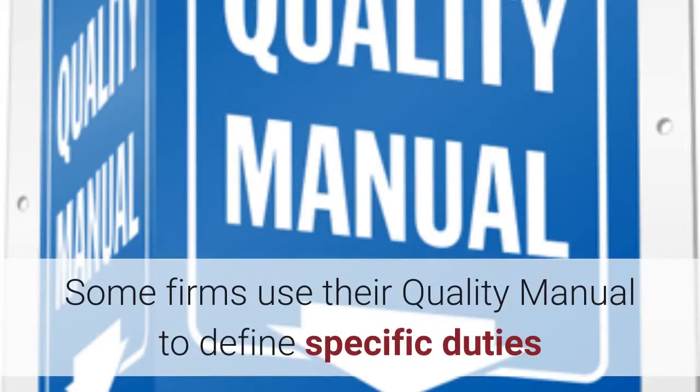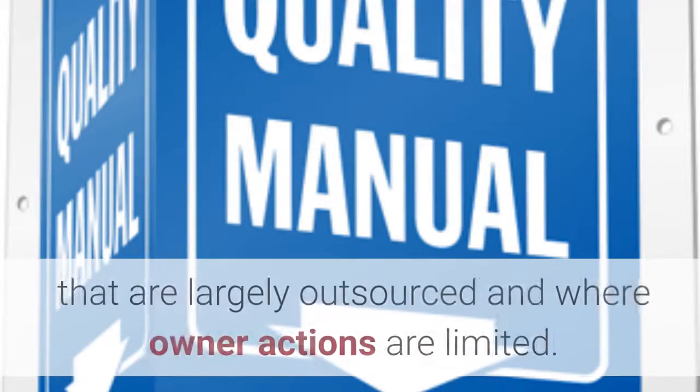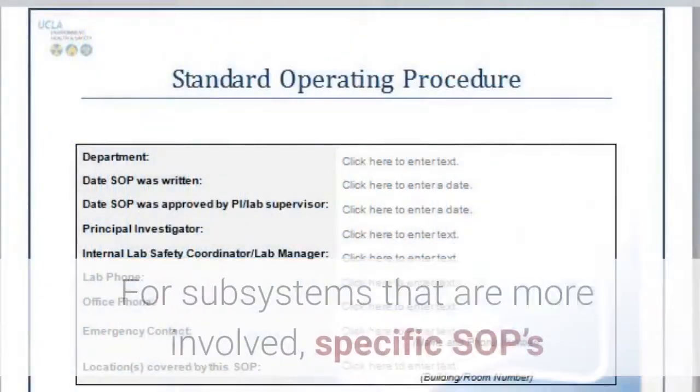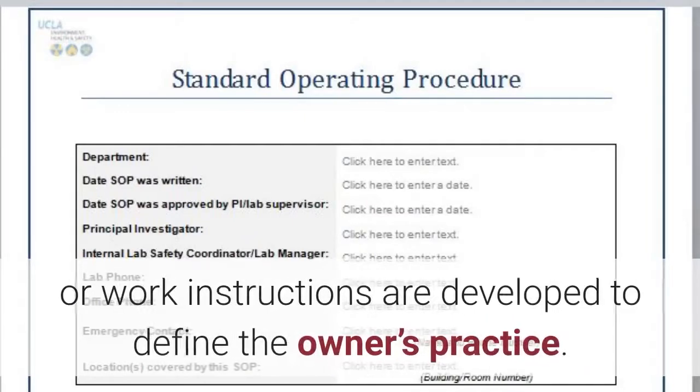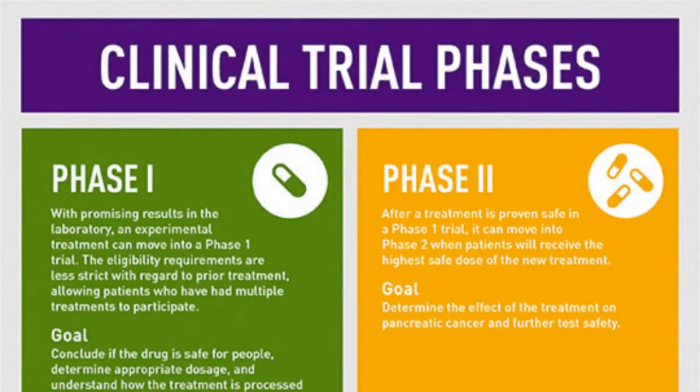Some firms use their quality manual to define specific duties that are largely outsourced and where owner actions are limited. For subsystems that are more involved, specific SOPs or work instructions are developed to define the owner's practice. The key is to build a system that allows for phase-appropriate cGMP. The requirements change significantly from Phase 1 to the end of Phase 3. The owner should allow enough flexibility in their system and have the appropriate hooks to tie into their CMO.